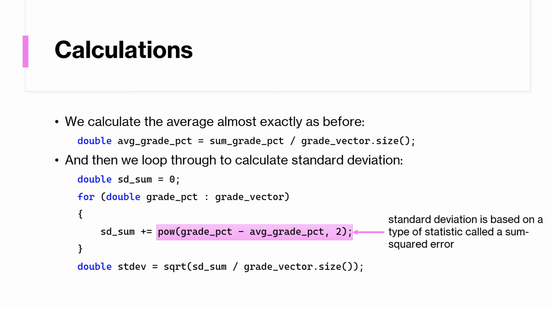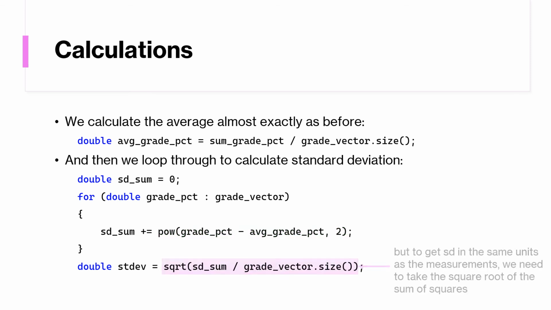And that turns out to have special properties with respect to normal distributions, so it works out very nicely. Finally, to get the standard deviation in the same units as the measurement, since the sum is a sum of squares, we then have to take the square root to get it back into the original units. Otherwise, you'd have this hugely blown up standard deviation that wouldn't be relevant to the grades anymore.